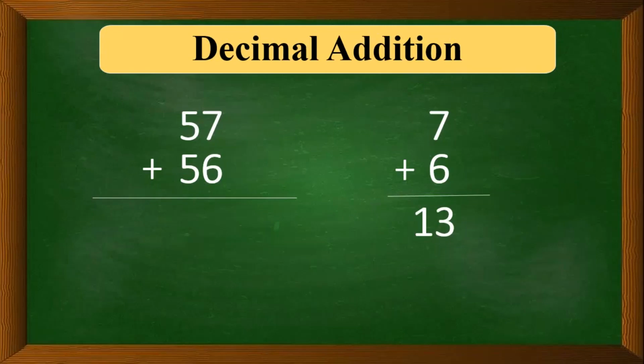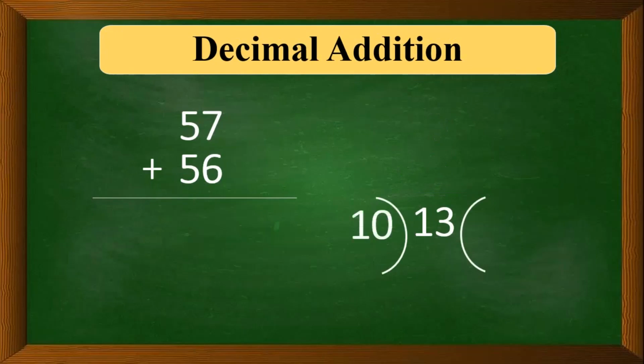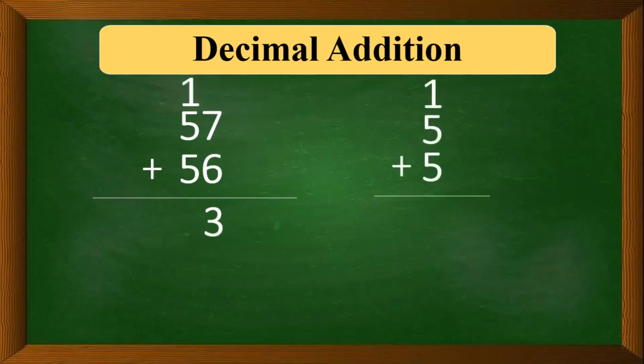So this result 13 will be divided by base 10. So after division, 1 is quotient and 3 is remainder. Now the remainder 3 will be placed on the result and quotient 1 will be the carry for the next addition stage. In the next step, 1 plus 5 plus 5 is equal to 11.